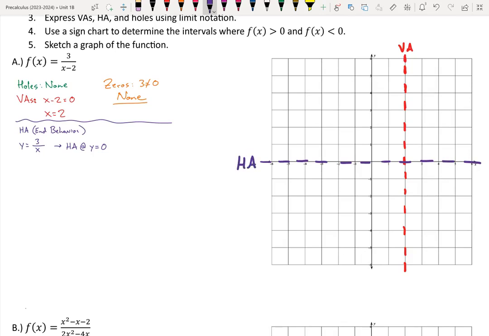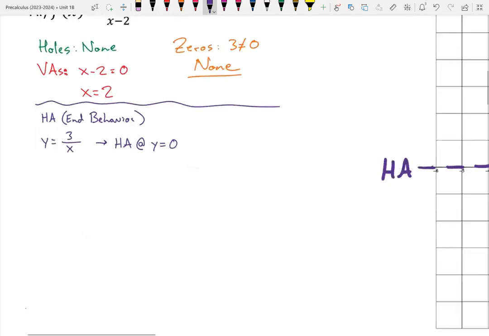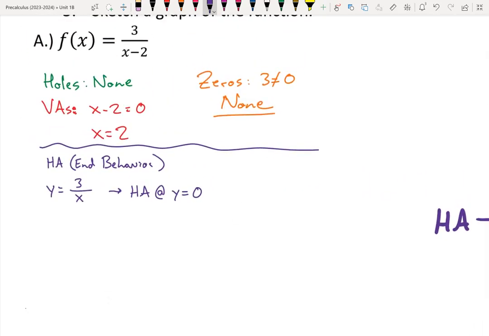Horizontal asymptote. On that one, we can go ahead and express that in limit notation. Let's at least do that one. Let's do our end behavior in limit notation. So this would be the limit as x goes to negative infinity of our function. Where is our function going? 0, right? And the limit as x goes to positive infinity would also be going to 0. So when we have that horizontal asymptote, our function is going to be approaching 0.